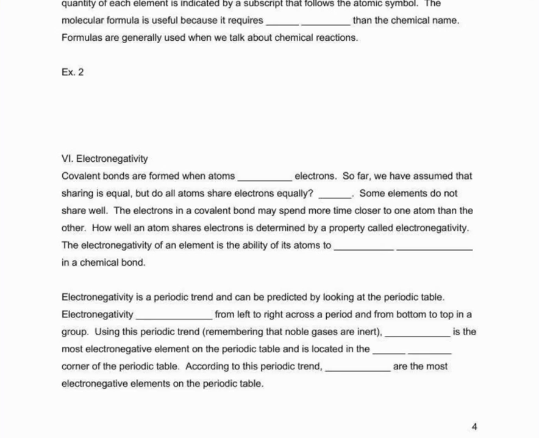The next topic here is electronegativity for Unit 6. Electronegativity, so covalent bonds are formed when atoms share electrons. So far, we've assumed that all sharing is equal. But do all atoms actually share electrons equally? And the answer to this is no, they actually don't. Some elements just don't share well.